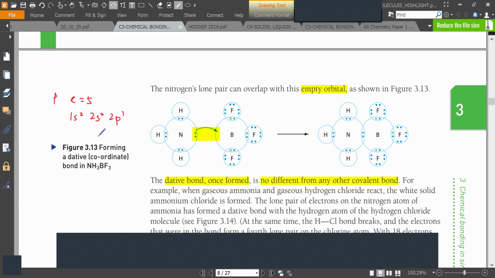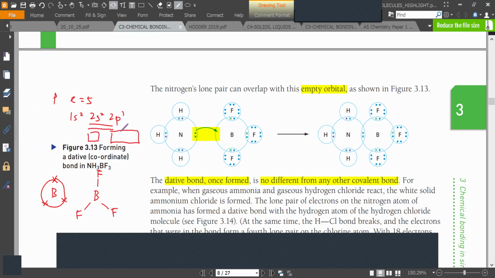So how many valence electrons does it have? It has 3 valence electrons, so it can form 3 bonds. If at any time you are confused or not sure, just stop me to ask a question. So it can form 3 bonds, but we can see here.